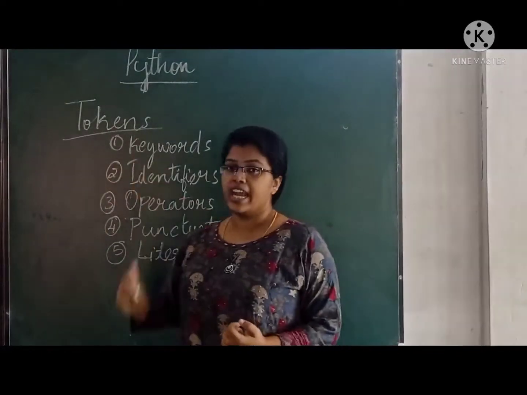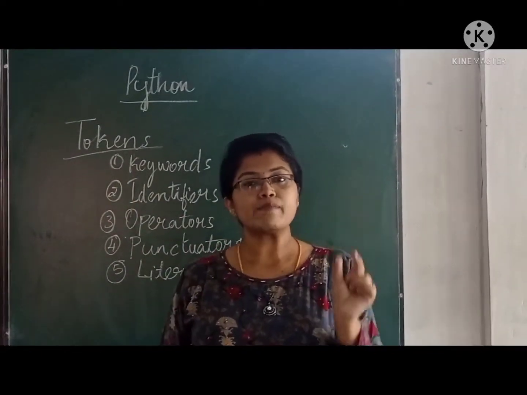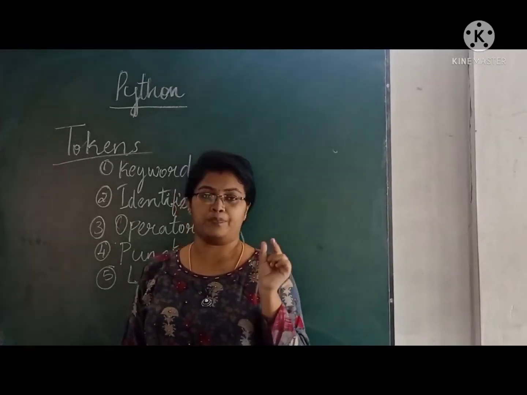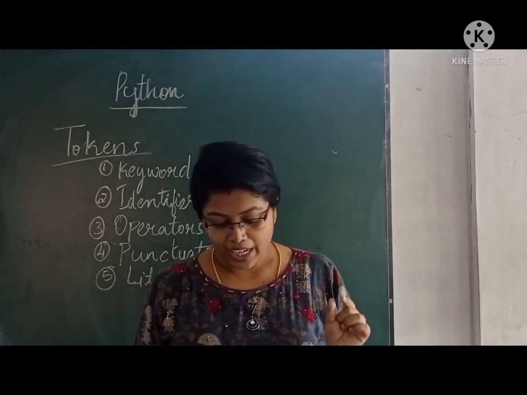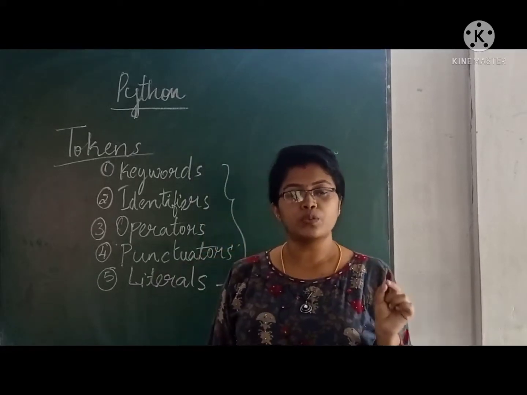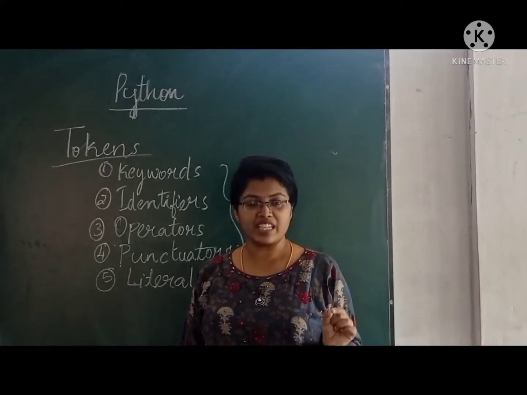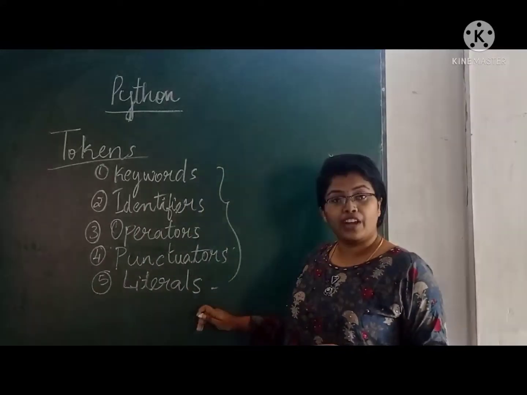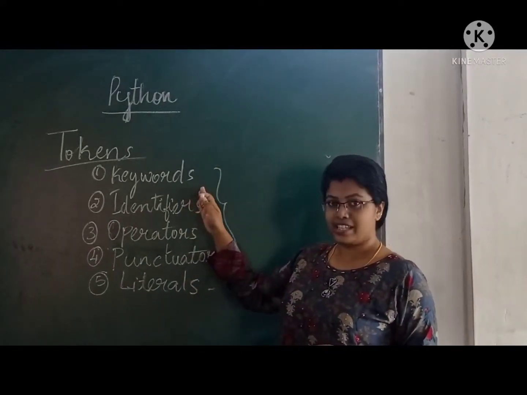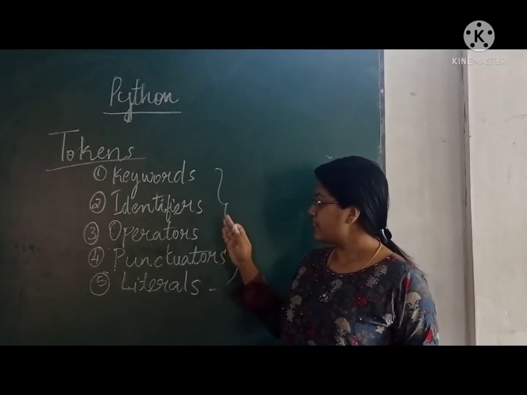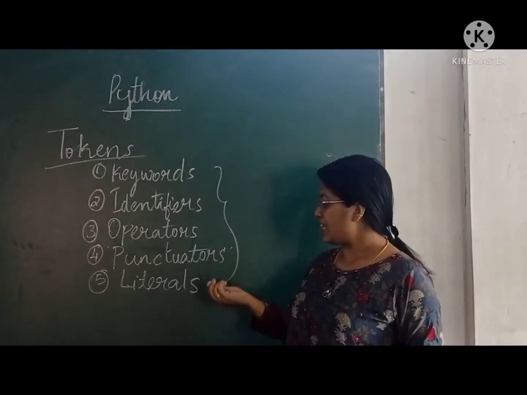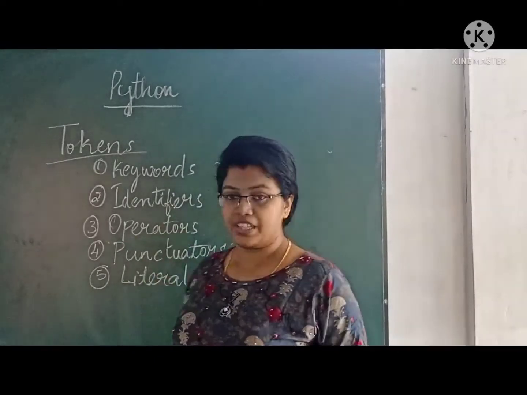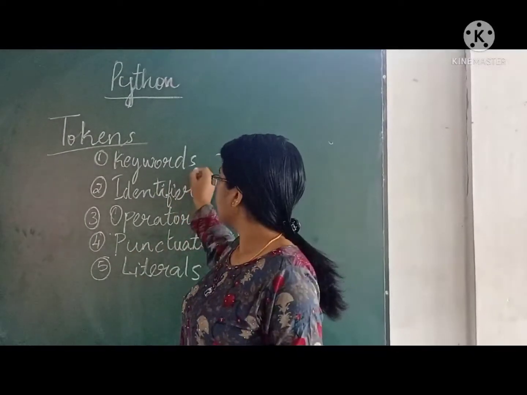So what is a token? A token is the smallest individual unit of a program. There are 5 types of tokens. The first is keywords, then identifiers, operators, punctuators and literals. We can see each one of them. First we can see keywords.